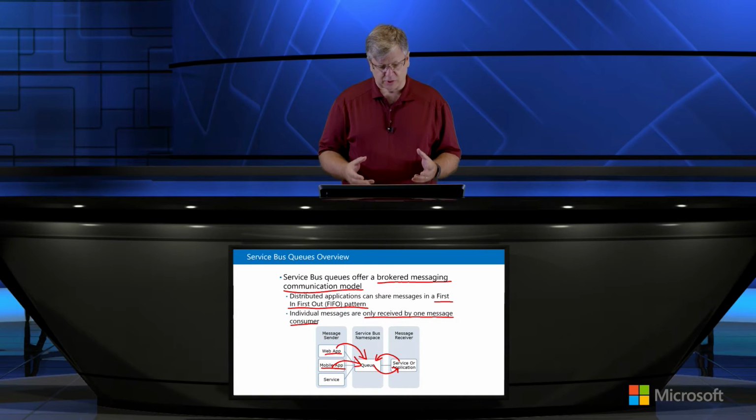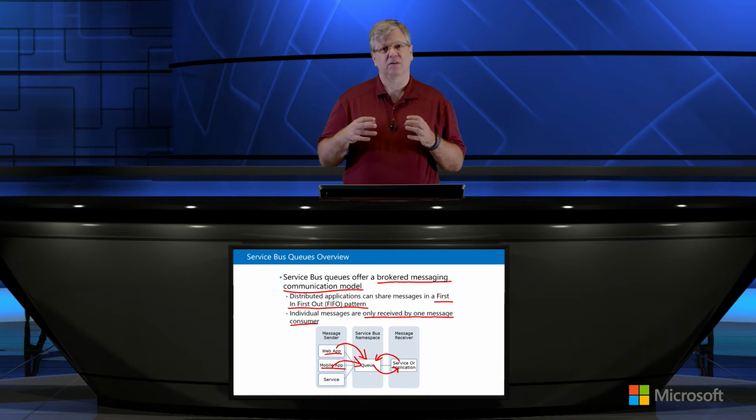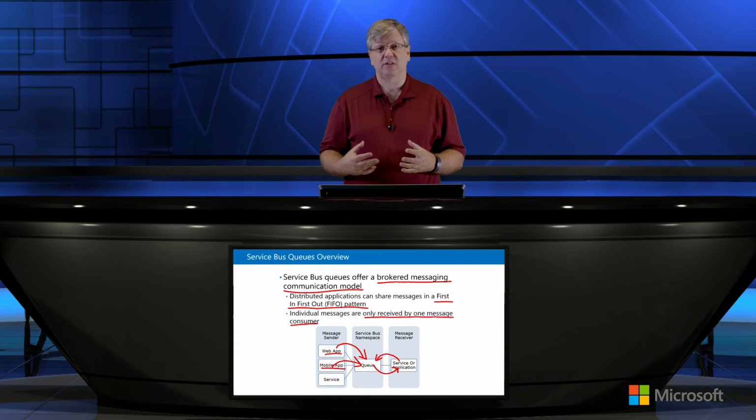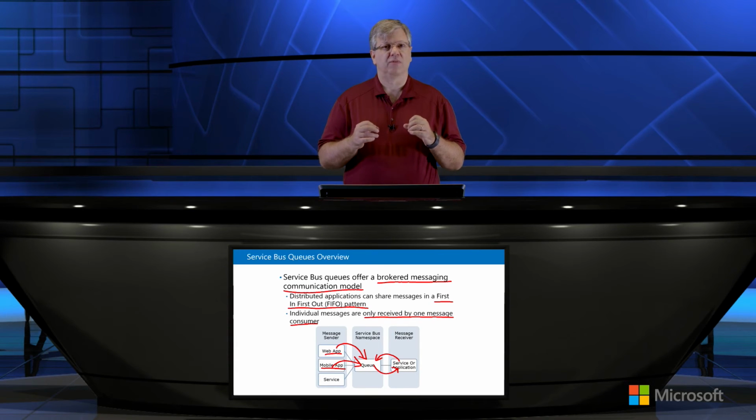So this is what the service bus queue is. Again, this is a great system for having decoupled application architectures where you've got that guaranteed delivery, one-time only guaranteed delivery of your messages.